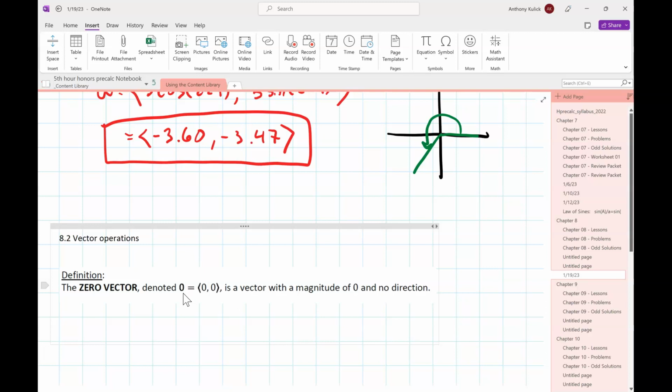That 0 vector is the component form 0, 0. That's a vector with magnitude of 0, and it has no direction. This is the only vector quantity that we have that can have no direction to it. Is everybody okay with that? This is not surprising that the component form 0, 0 is what we're going to use as the 0 vector, right? No one is shocked by that.